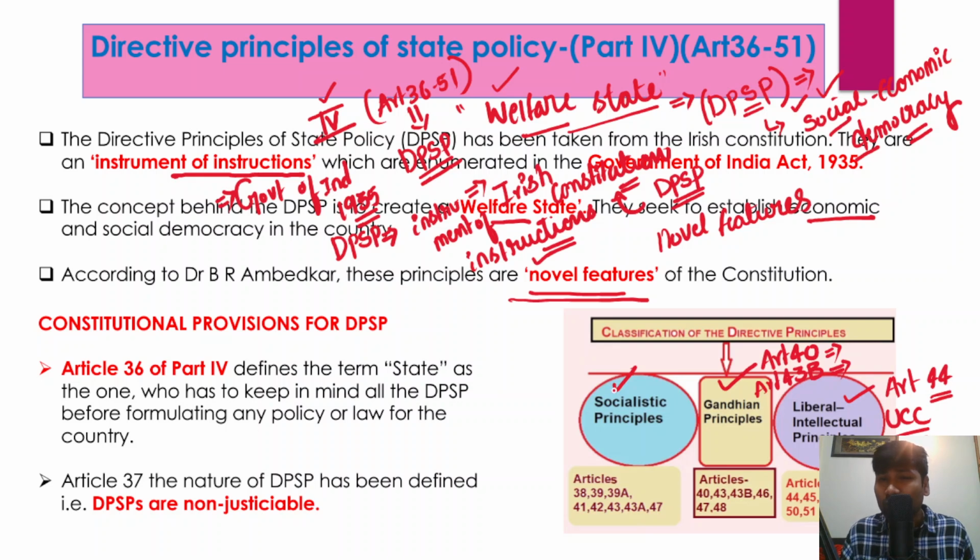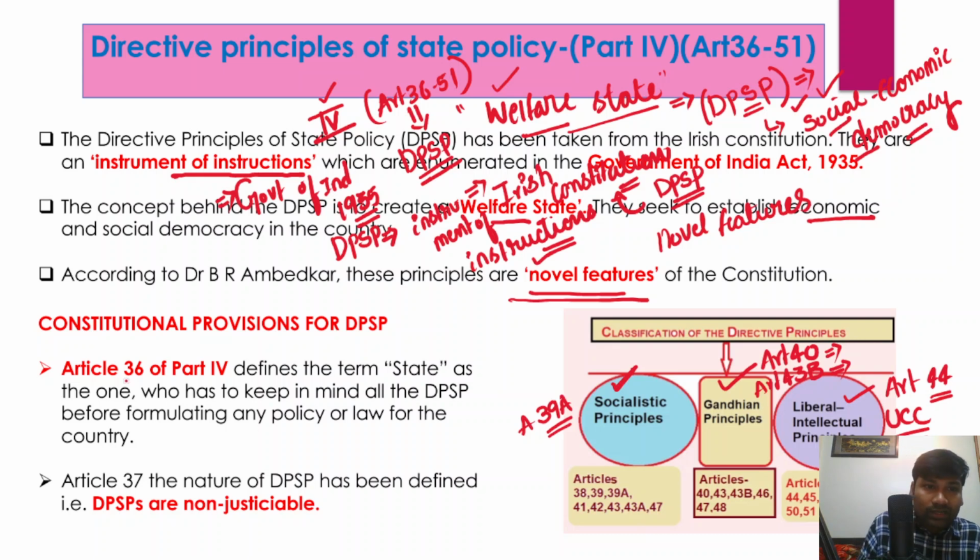And similarly, we also have the socialistic principles as well. For example, Article 39A of the directive principles of state policy talks about equal justice and free legal aid to the poor. So these are the different types of principles within DPSPs, right?